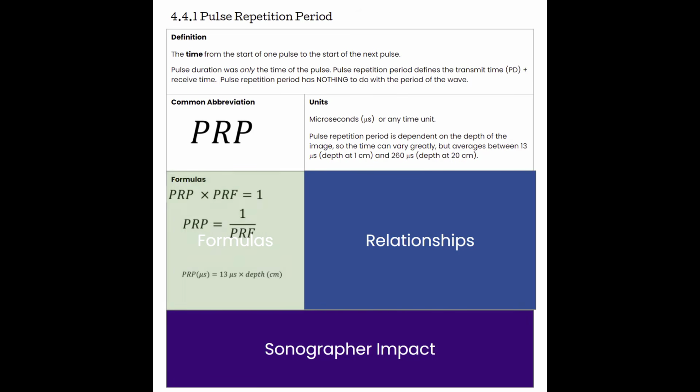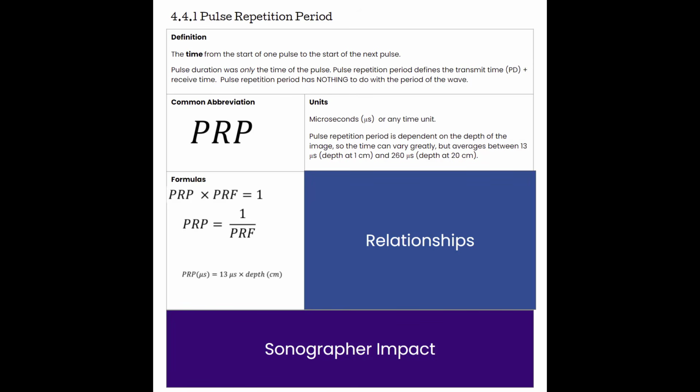In our formula, PRP multiplied by PRF equals 1. So PRP and PRF are reciprocals, but we also have another formula down there. PRP multiplied by 13 microseconds is equal to the depth in centimeters. We are going to focus mostly on the reciprocal relationship between PRP and PRF for this unit, but when we get to unit 7, we're going to explore that other formula in a lot more detail. I did include it in this lecture so you have it and can put it on your formula sheet if you want to keep everything together. But again, we're going to cover that much more in a future unit.